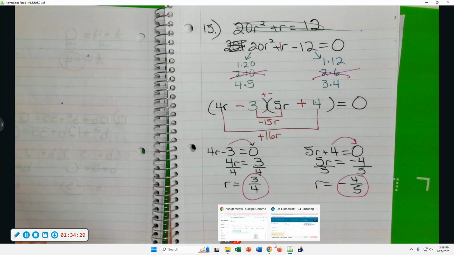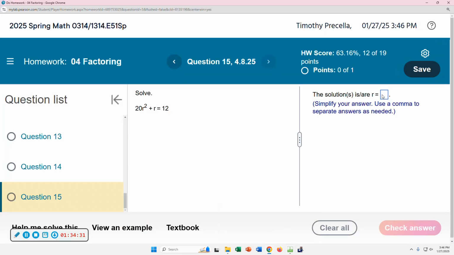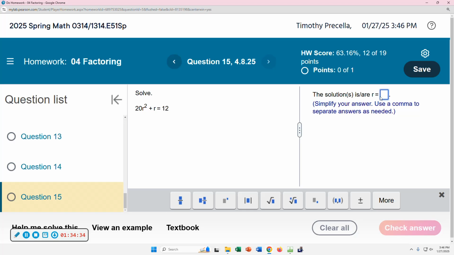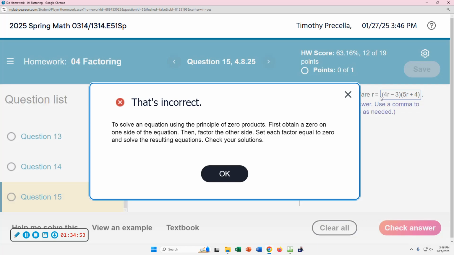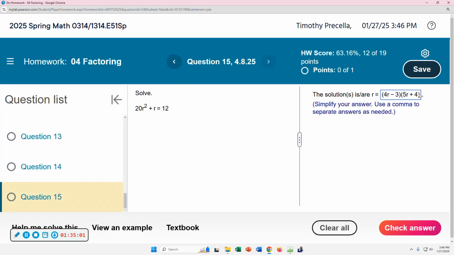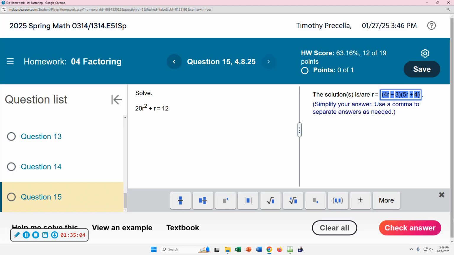Now, those are the two answers. I just want to see what happens if I type in the two sets of parentheses, 4R minus 3 and 5R plus 4, which would be wrong. I don't think it's going to have any idea what you're doing wrong. It's just going to say wrong. So obtain a zero, factor, set each factor to 0. If it says solve, that's when you have numbers as answers, and they may be fractions.